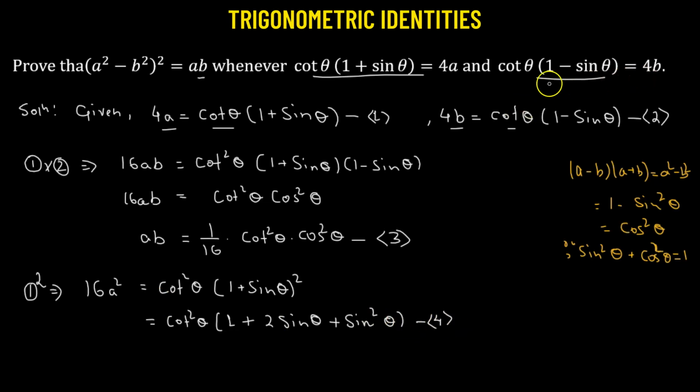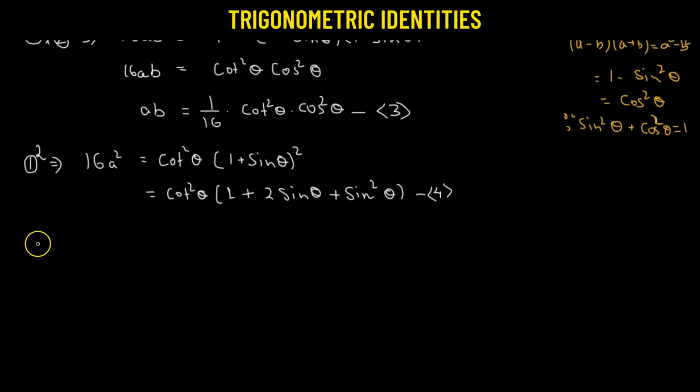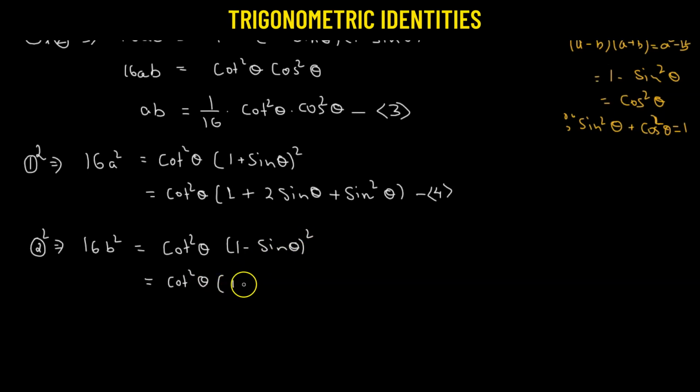Then we are going to use the second equation, 4b equals cotangent of theta times (1 minus sine theta). We're going to square equation number 2 as well. That's going to give us 16b squared, which will be equal to cotangent squared theta multiplied by (1 minus sine theta) whole squared. We expand this using (a minus b) whole squared, so we have 1 squared minus 2 sine theta plus sine squared theta. Let's call this equation number 5.